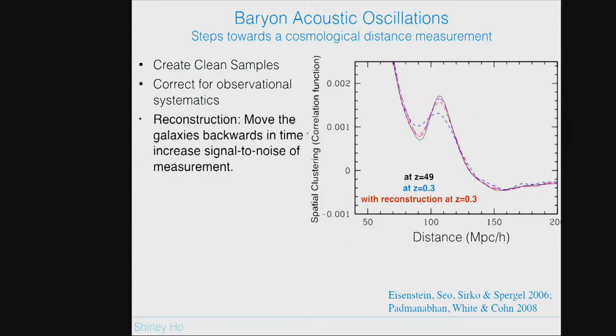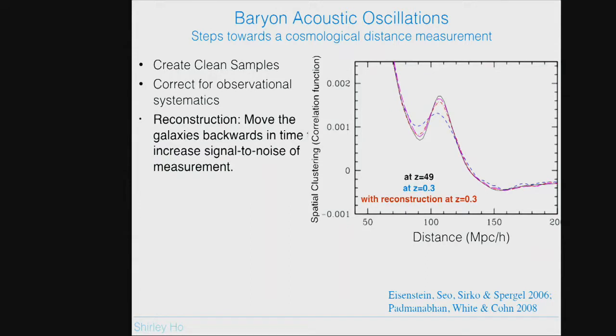Good. Reconstruction. That goes back to the second question that we asked yesterday. Reconstruction is a way to move the galaxies back in time to increase the signal-to-noise of the baryon acoustic oscillation measurement. This is the plot we showed yesterday. I know it's many plots you've seen. We have the spatial clustering, the correlation function, on the y-axis. The x-axis is the distance. At high redshift, the peak is very sharp. We're zooming in on this tiny peak here.